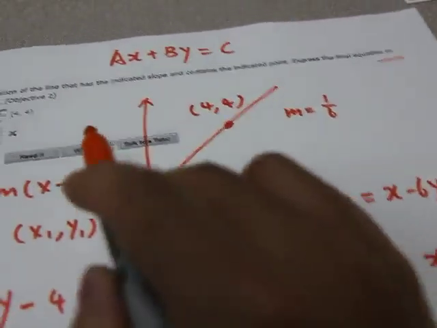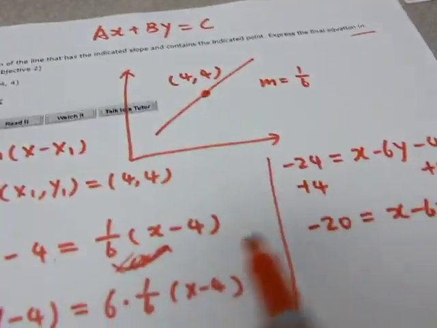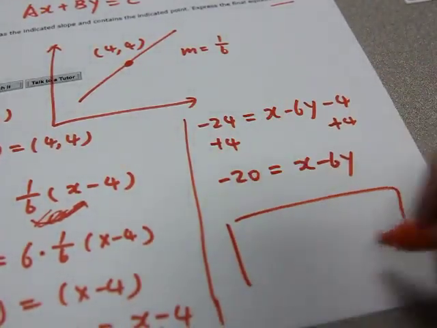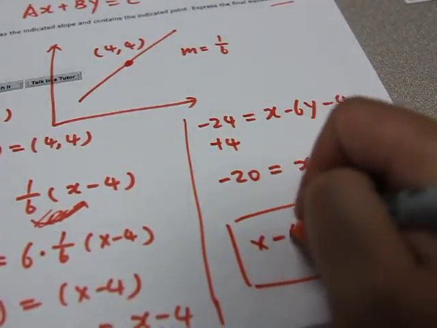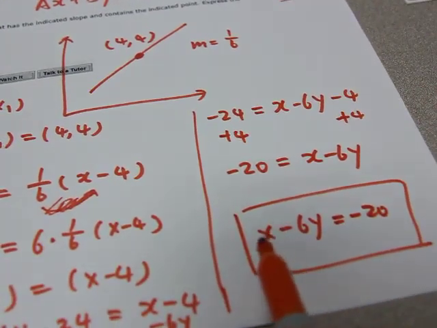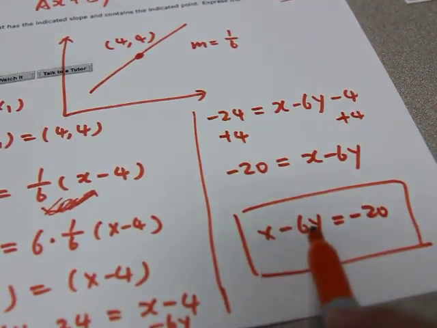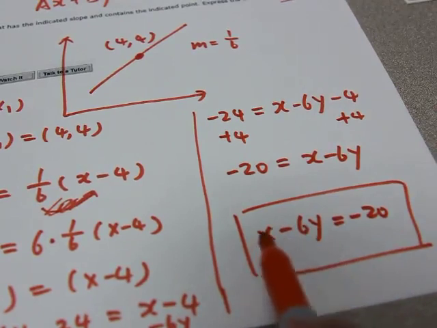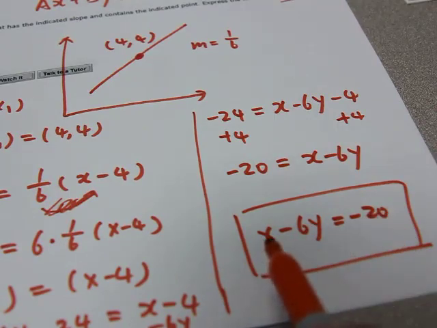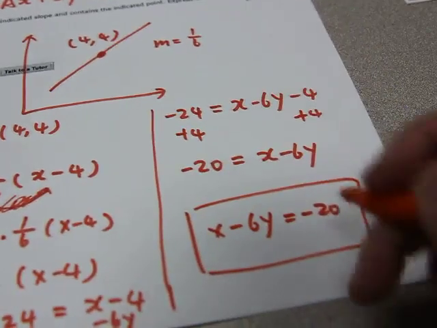Now, after I convert this equation into the standard form, the equation is x minus 6y equals negative 20. Now we can see every coefficient is an integer, right? So this is positive 1, this is negative 6, and the constant is negative 20, and the coefficient of x is a non-negative integer, right? So we're done.